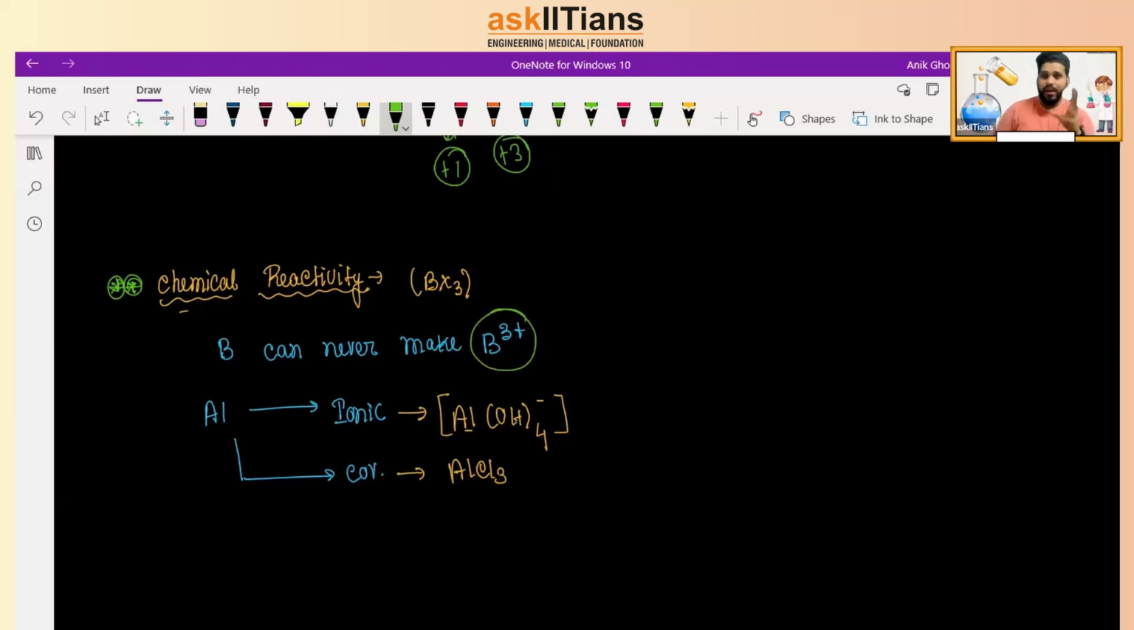Cannot do that. Now, why would it not be able to do that? Because of its high ionization energy. Why does it have a high ionization energy, guys? Think about it a little bit. Because of that small size. The high ionization energy, it can never form B3+.